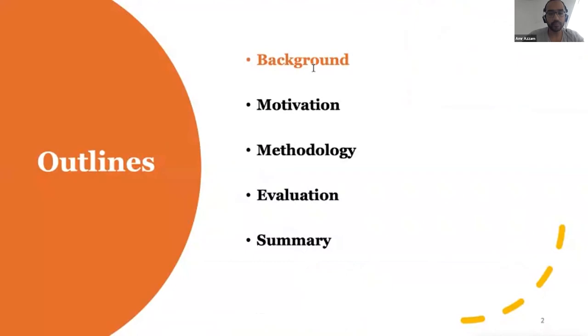I will sequentially introduce this paper's research background, motivation, methodology, experiments, and give a summary at last.